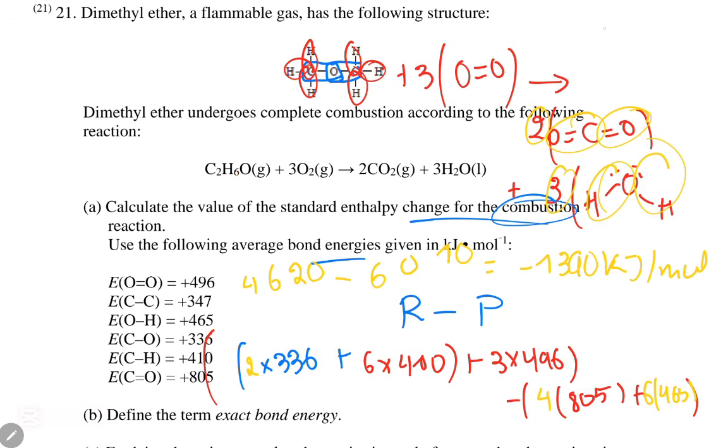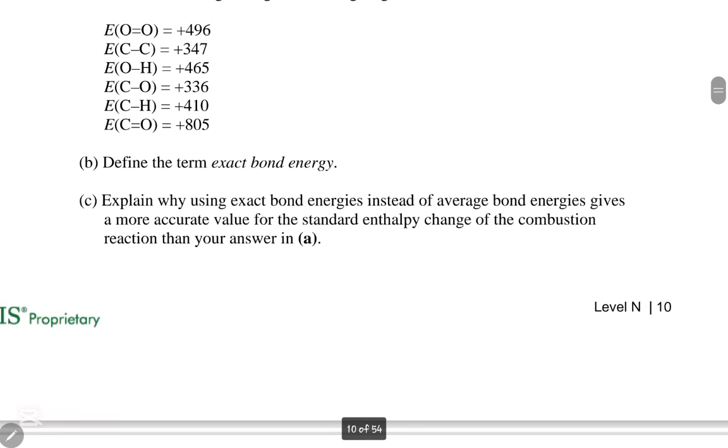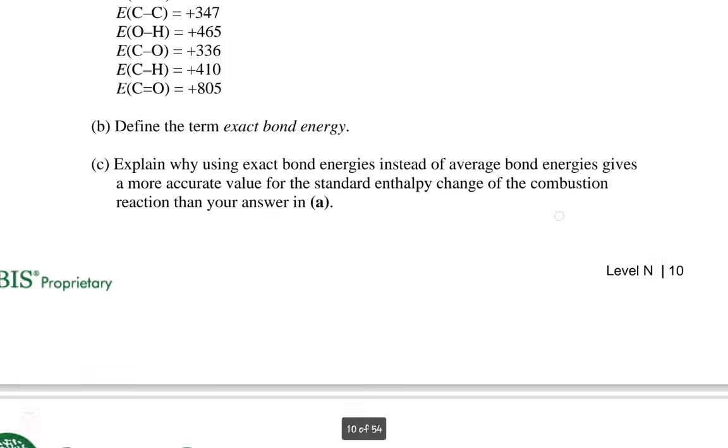What does it say? It says define the term exact bond energy. Exact bond energy is the energy required to break a specific covalent bond in a particular molecule in the gaseous state. We move on to part C.